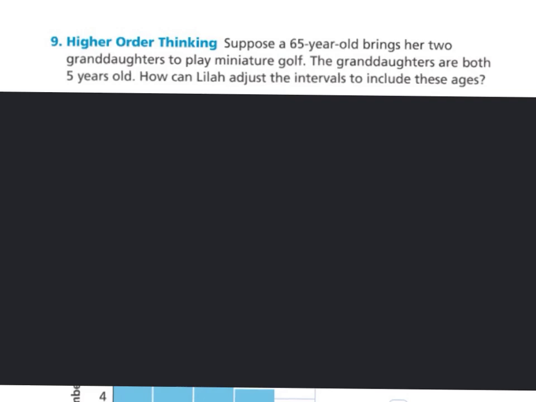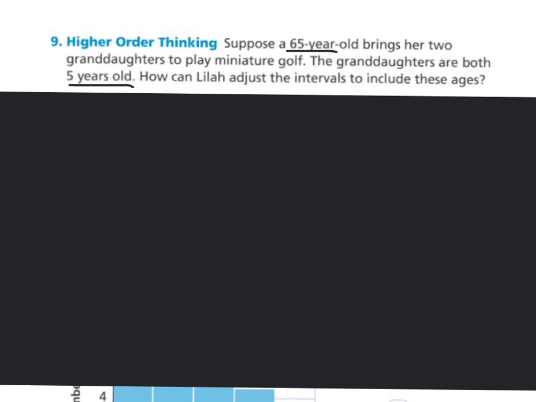So right now, the lowest interval starts at 6 and the highest interval ends at 55. We're going to have to go both directions here. We have a 65-year-old and we have people that are 5 years old. And part of the problem is our smallest interval is 6 to 15. So we have somebody younger than that. We're going in intervals of 10.